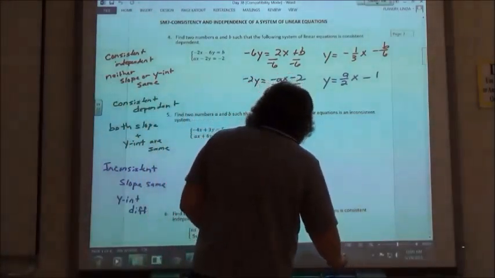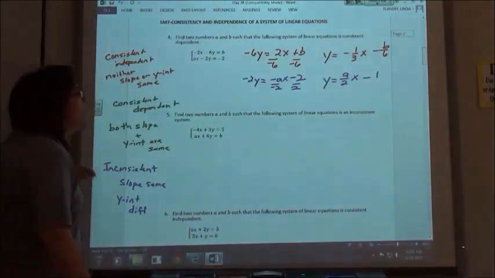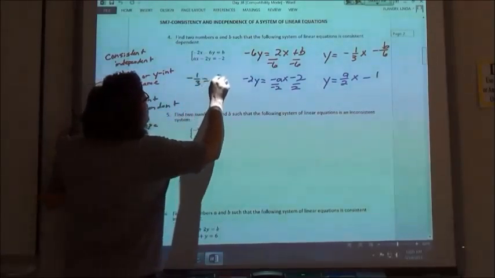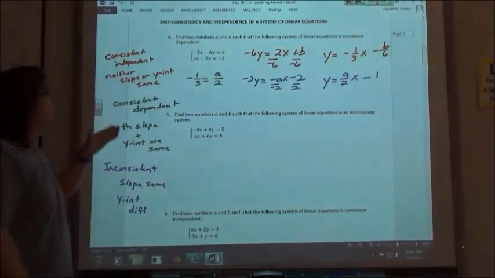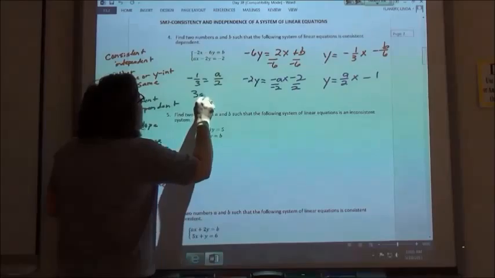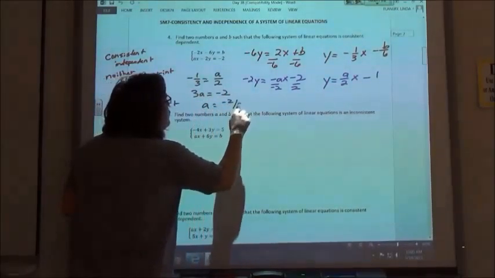I am now going to set my slopes equal and my y-intercepts equal. So for my slopes, negative 1/3 would have to equal a over 2. If I cross multiply and solve that, 3a is going to equal negative 2, so a equals negative 2/3.